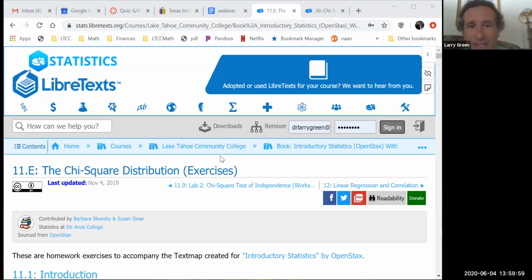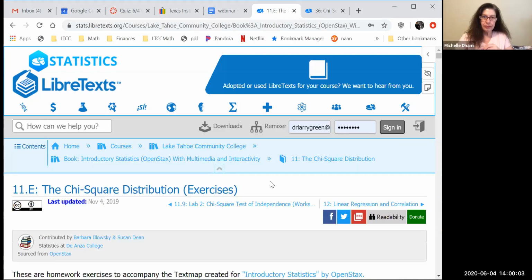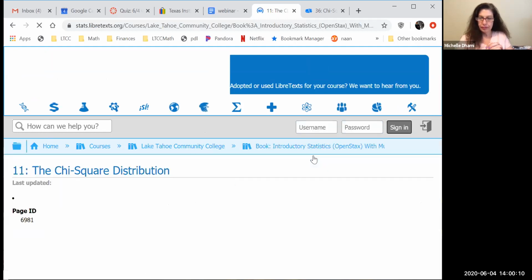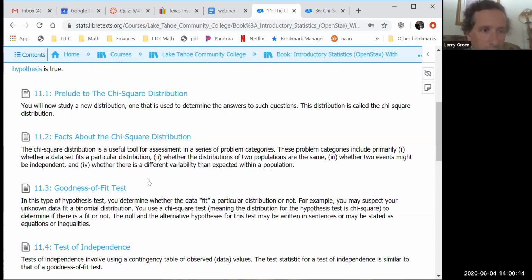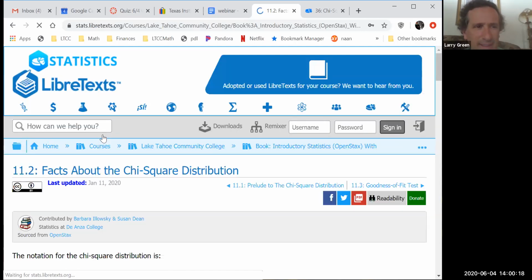Let me show you something. There's a reason why I just jumped to this page. I got to go back one though. There we go. Just a second. Since it is here, I think it's 11.2.